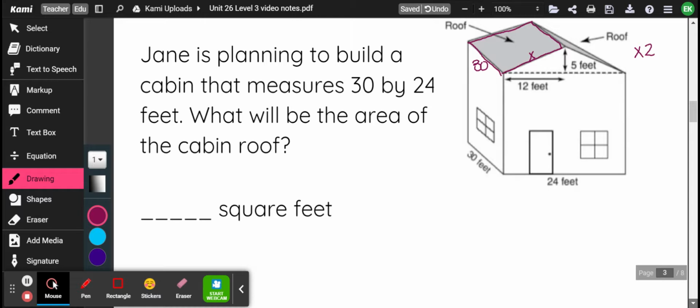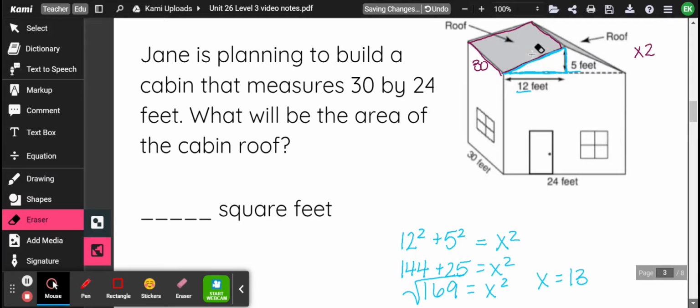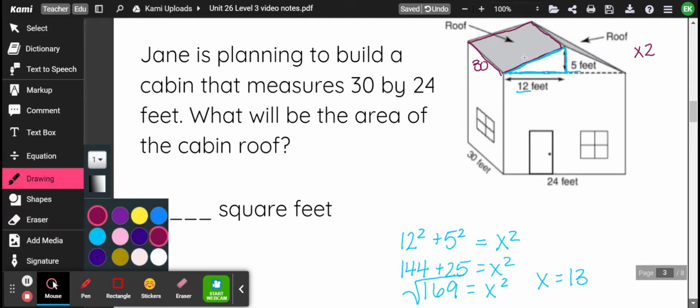Now, this triangle, which I'm going to do in a different color, you can see is a right triangle. And if I use the Pythagorean theorem, because I have the 2 sides, I can figure out what x is going to be. So I'm going to say 12 squared plus 5 squared is equal to x squared. 12 squared is 144, 5 squared is 25. Add those together and I get 169. And then I need to square root that and I get x equals 13, okay? Which means that I can erase this x and make it a 13 instead.